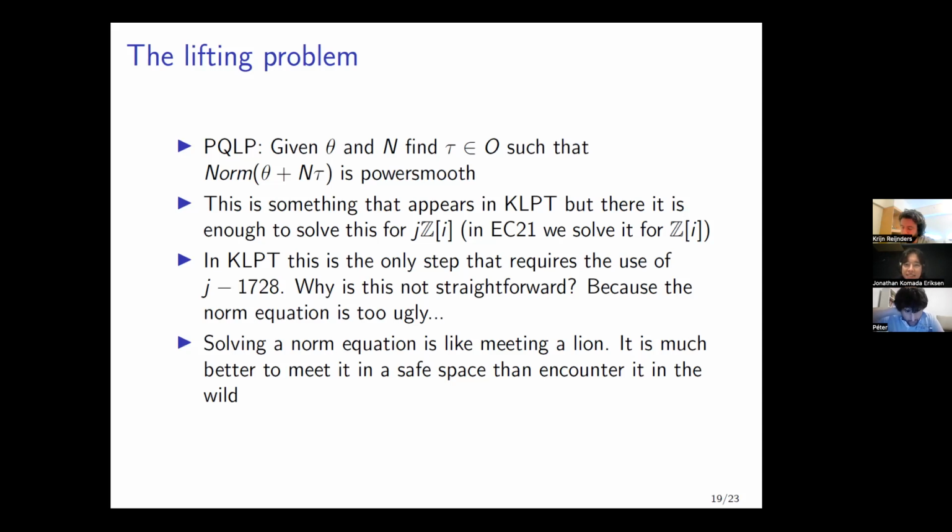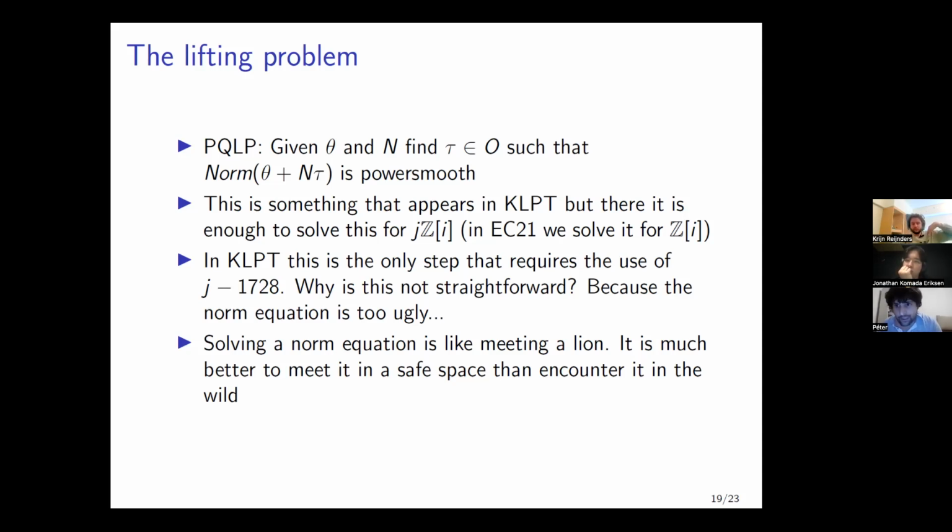So this is actually something that is inherent in KLPT. That's why every other step is completely fine in KLPT. But this is the step why they need in the original KLPT that one of the curves is special, let's say J1728. Every other step, you don't need that. So why do they do that? Because, and we also do, in the Eurocrypt paper, we solved this for Zi. And the reason they do it is because the norm equation gets ugly.